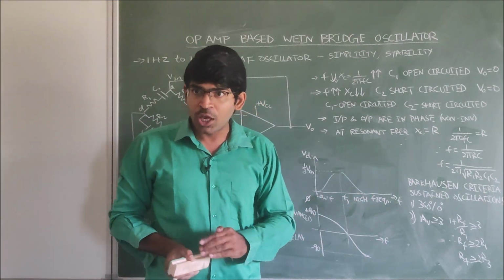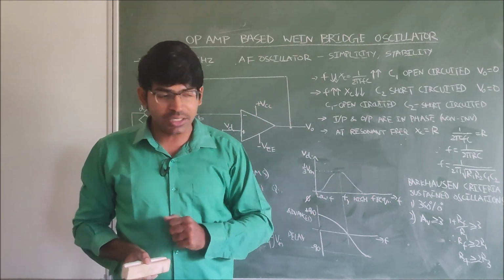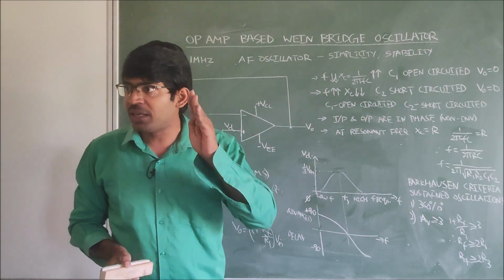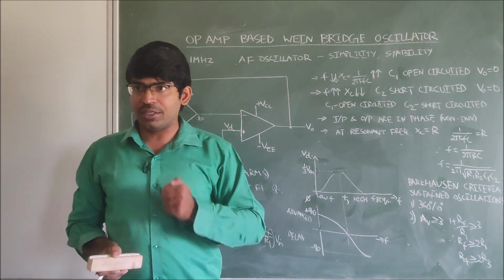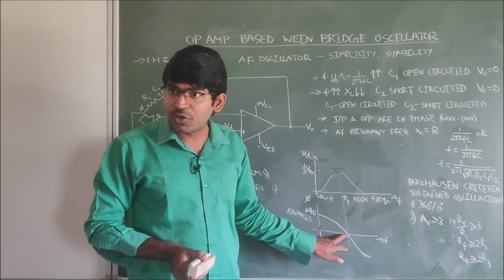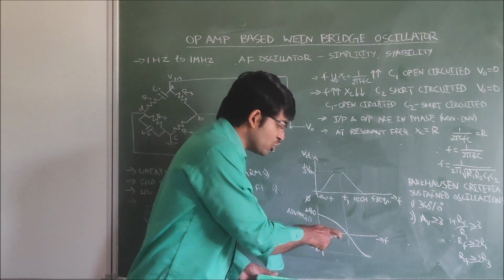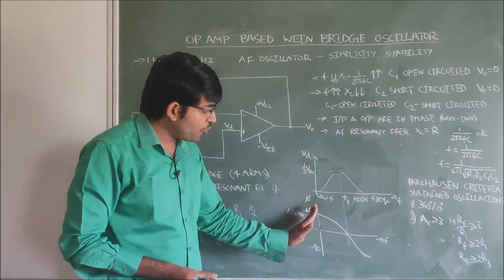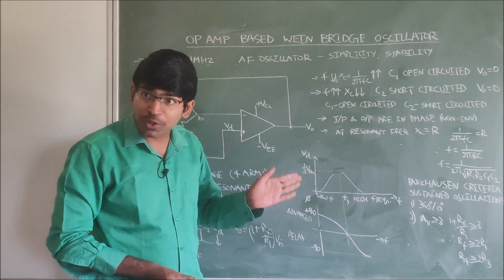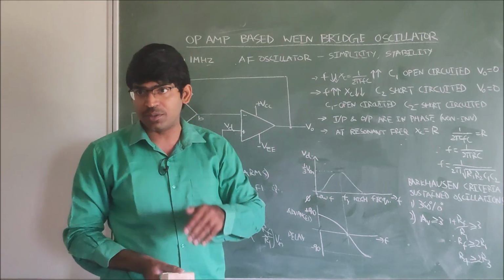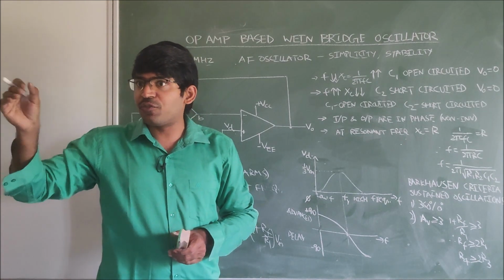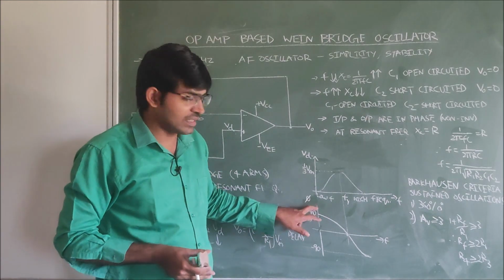Barkhausen says, if you want to get sustained oscillations, then the phase shift between the input and output signal must be 360 degrees or 0 degrees. So here at the resonant frequency, the phase shift between the input and output signal is 0. But at low frequencies, the output phase shift with respect to the input is in the advanced phase, meaning with respect to the input, the output phase changes from 0 to 90 degrees plus.